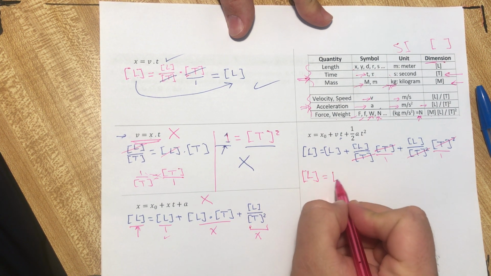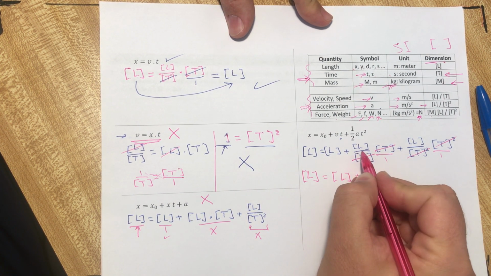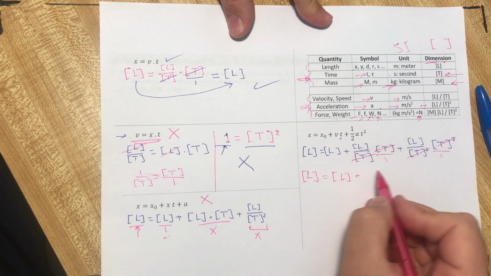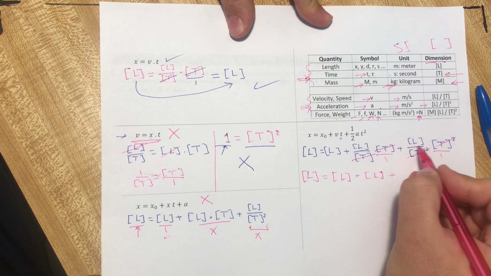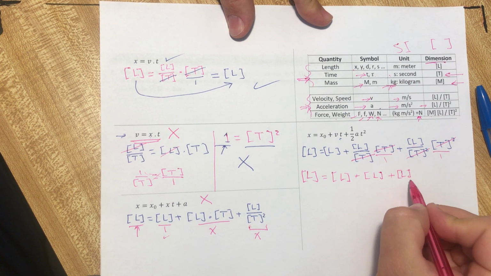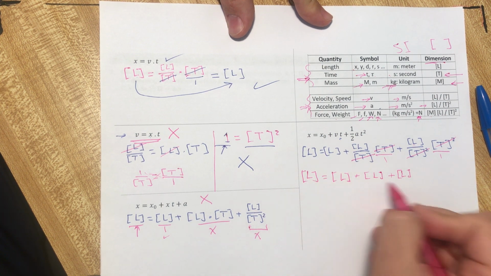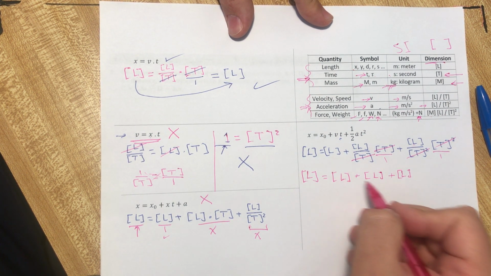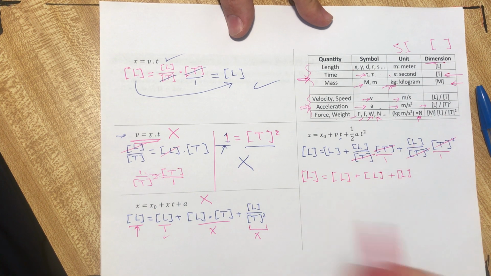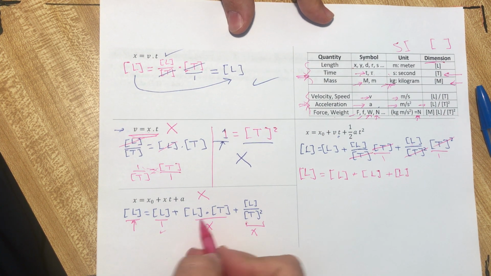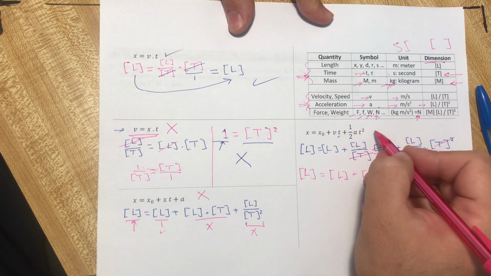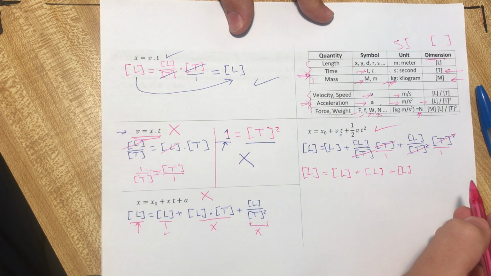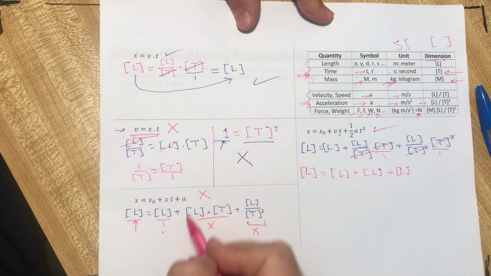Length is equal to length plus the rest from this term, which is just length, plus just length. In this case, length is equal to length. That's right. I can add length to length to length, but I cannot add length to length multiplied by time, or mass, or anything else. This equation can be true, and it is in physics. Also this one. But the second and the third are wrong. Okay.